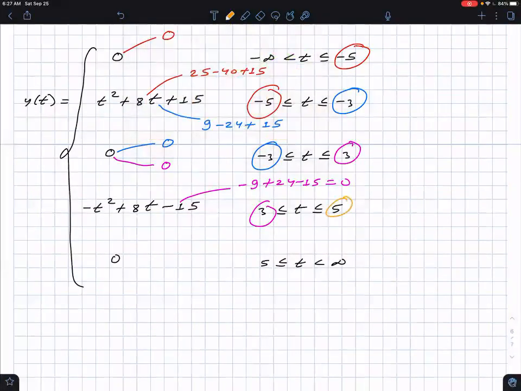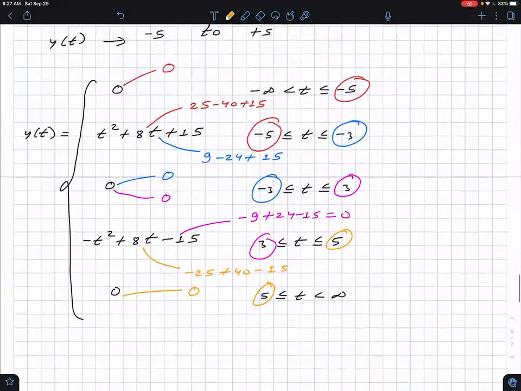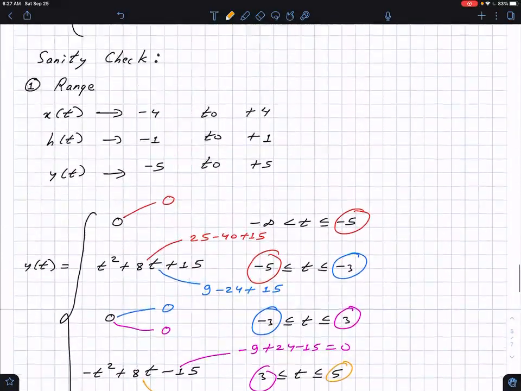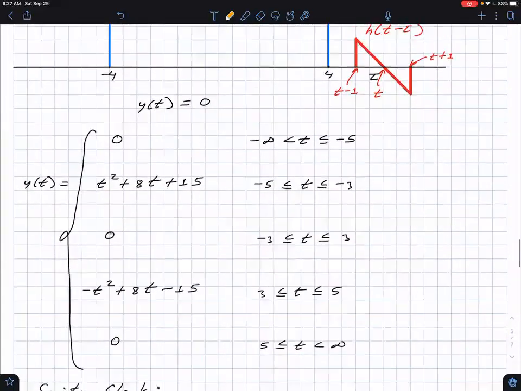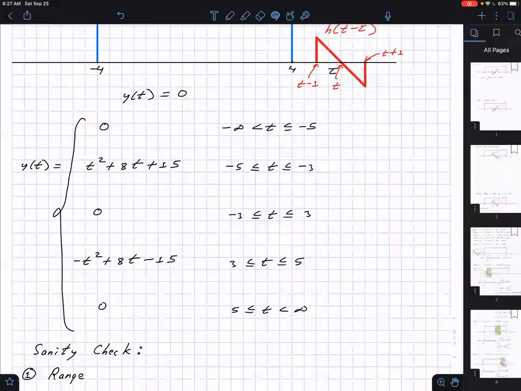Finally, at t equals 5, this expression yields -25 plus 40 minus 15, which is a 0. And this expression also yields 0. So the boundary values all look good. We didn't find any error. So that means this is our answer for y of t. So this is one way to solve the given convolution problem.